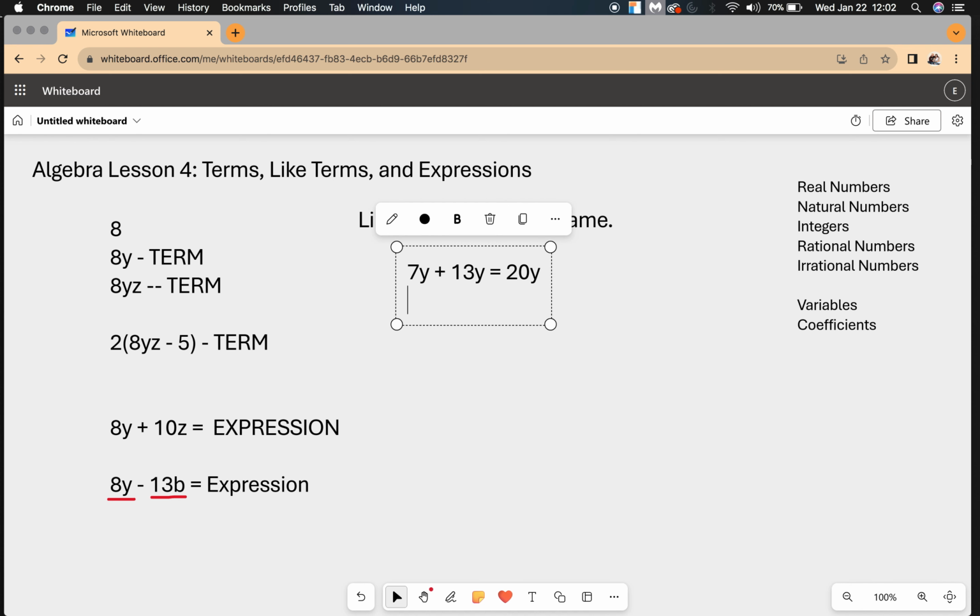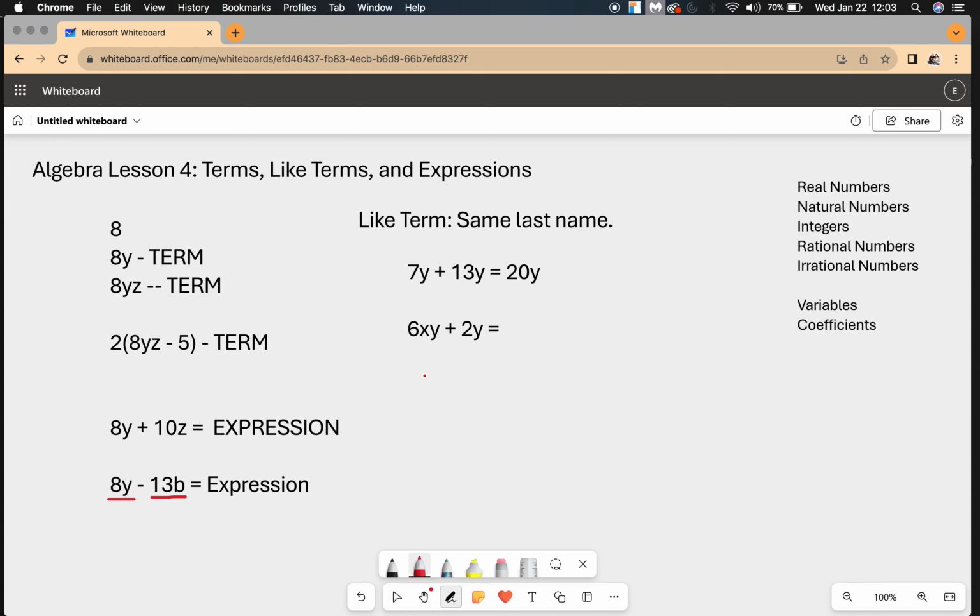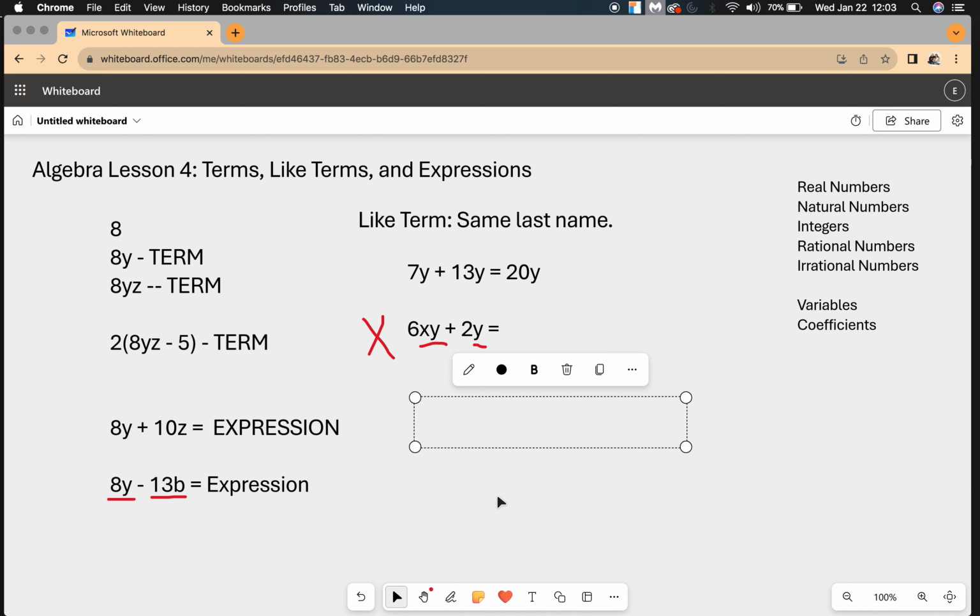That's our answer. But if we had something like 6xy plus 2y, well, those terms are not alike. This would be the Smiths, and this is the Joneses, and you can't just add those together and get one big happy family. So these are not like terms. Let's do one more practice with like terms, maybe two more. Let's do 3ab minus 2x plus 7ab. What does that equal?